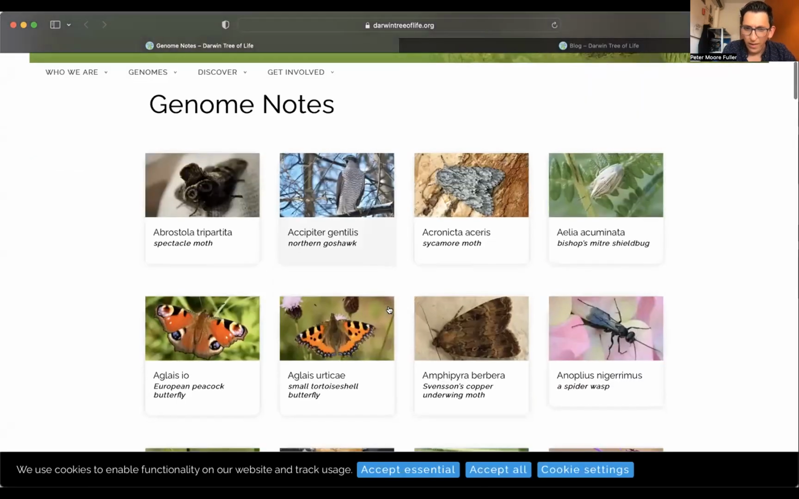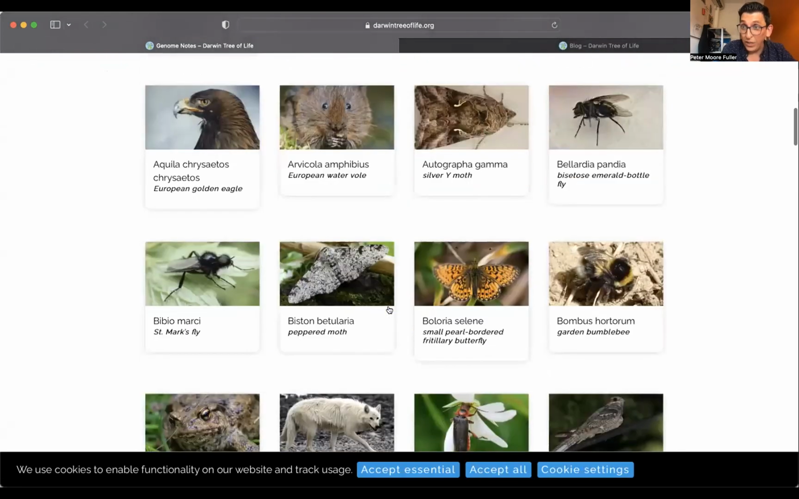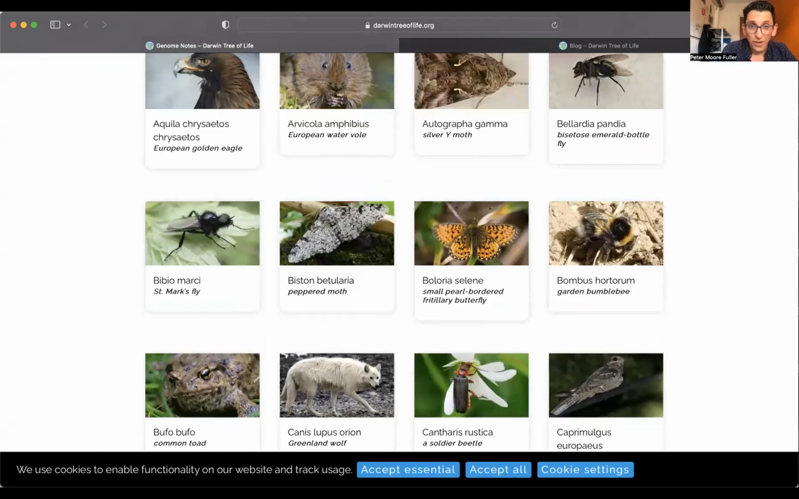We've also got the genome notes, and I've given you links to both of these, so you can just pop through here and find a species that is covered by the project, and then find out some information about that creature too.